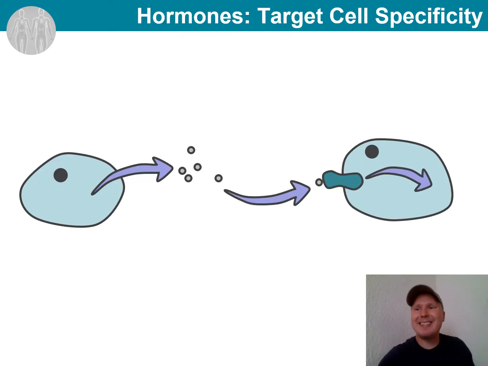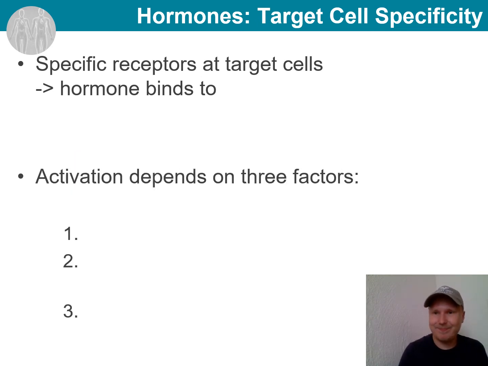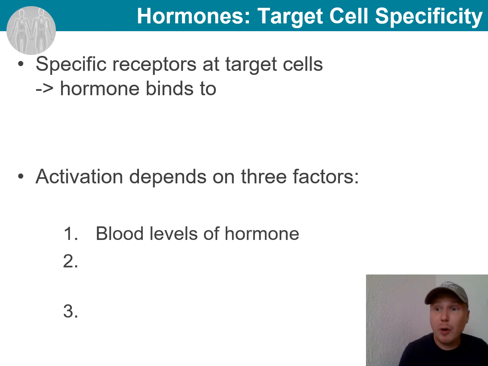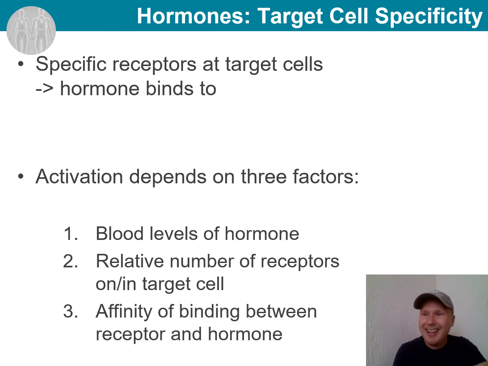Finally, let's look at the target cells in a little more detail. These are very specific. Target cells must have specific receptors to which the hormone binds. Remember our key and lock mechanism, where they needed to be a match. So what may affect this? Well, I have three different points to highlight here: the amount of hormone in the blood, the amount of receptors in the target cell, and how well hormone and target receptor bind together.